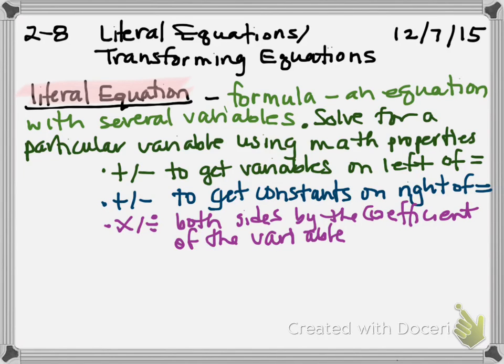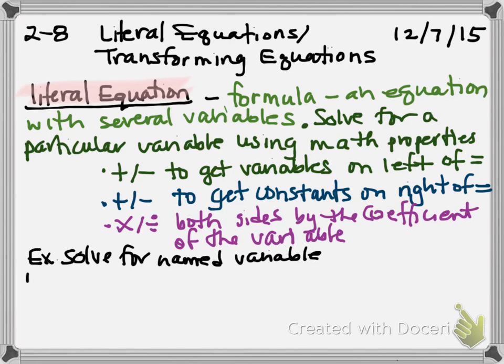Okay, so that's just the basic premise behind what we do when we solve equations. What's going to be strange is that we're not going to see a lot of constants, and we're not going to see just one kind of variable. That's going to be the weird thing. So we've got 3 examples. And this is when we're going to solve for a named variable. There's going to be more than one variable, and they're going to tell you which one they want you to solve for.